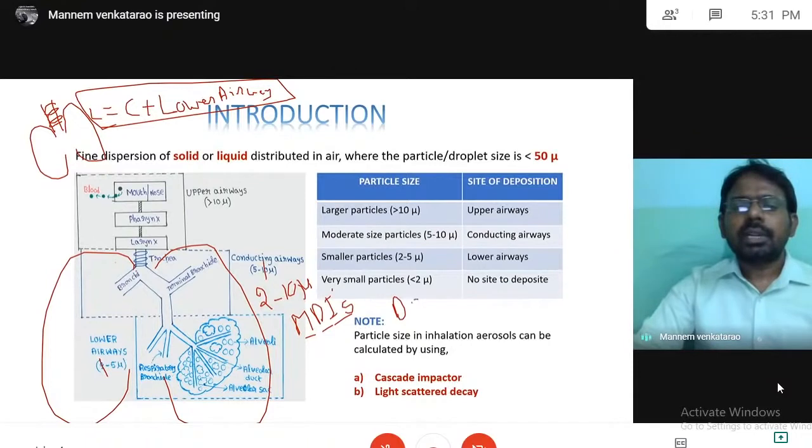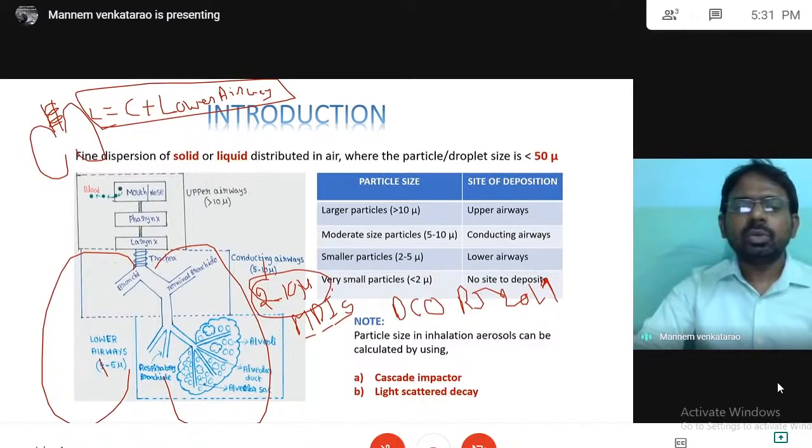In 2019, the Central Drug Control Officer, Rajasthan, asked what is the particle size distribution in a metered dose inhaler. For a metered dose inhaler, that is 2 to 10 microns. Why? Because only 2 to 10 microns is deposited in lungs.